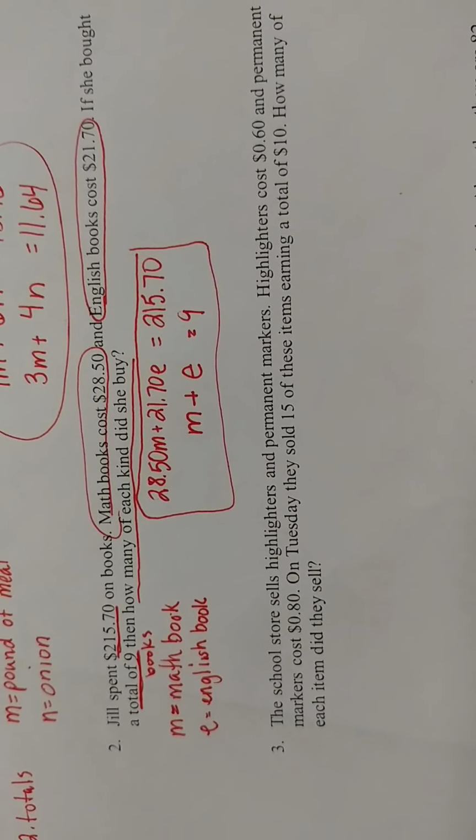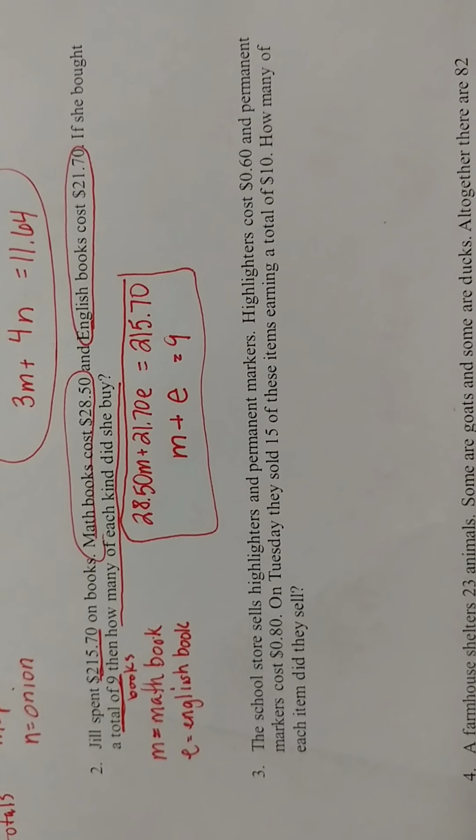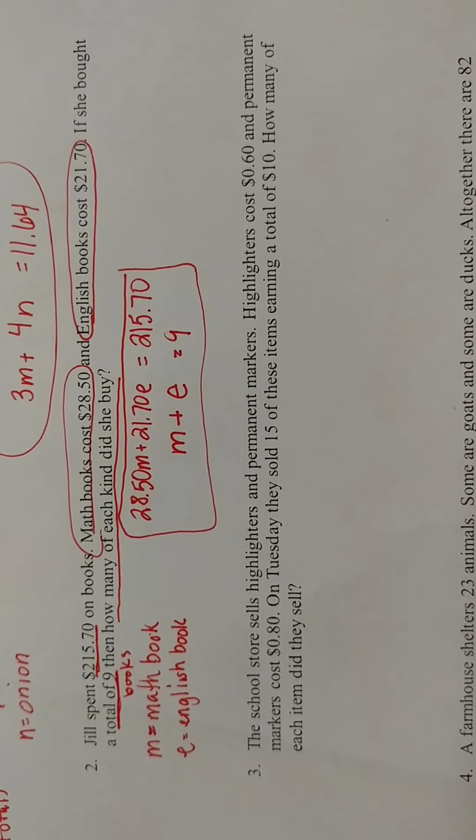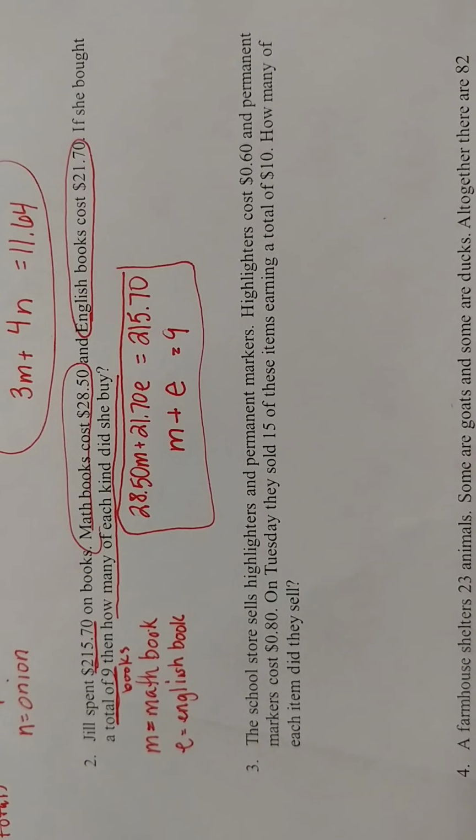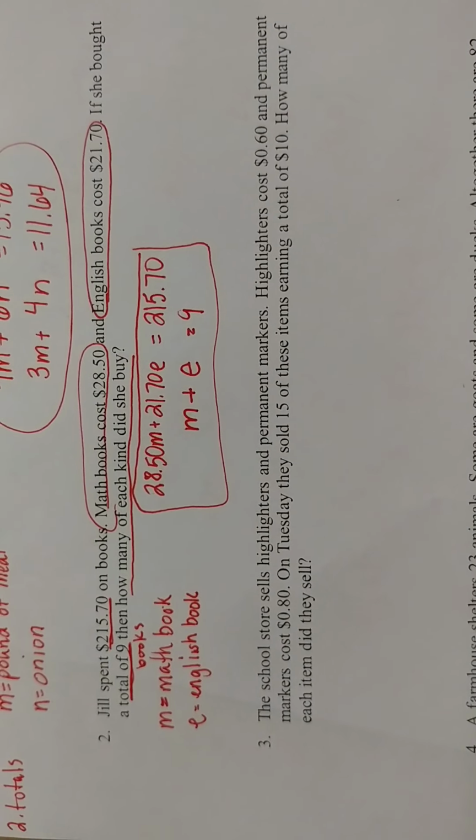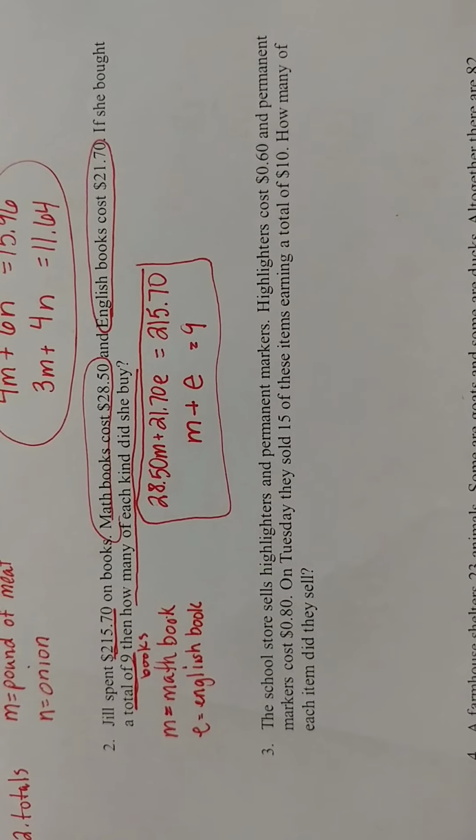It says the school store sells highlighters and permanent markers. Highlighters cost 60 cents. Permanent markers cost 80. On Tuesday, they sold 15 of these items, earning a total of $10. How many of each item did they buy?